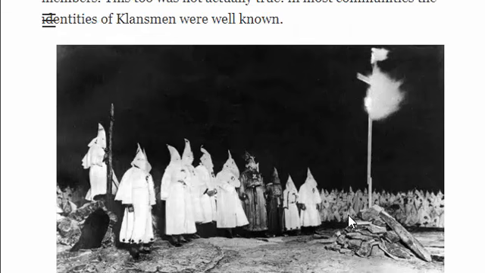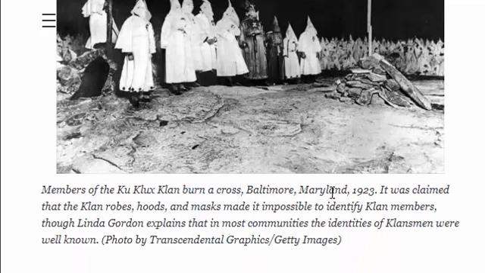In this picture, you see the cross being burned, the sign, and then the red robe and the white robe and white hat and so on. Members of the Ku Klux Klan burned a cross in Baltimore, Maryland, 1923. It was claimed that the Klan robes, hoods, and masks made it impossible to identify Klan members. Linda Gordon explains that in most communities the identities of Klansmen were well known.